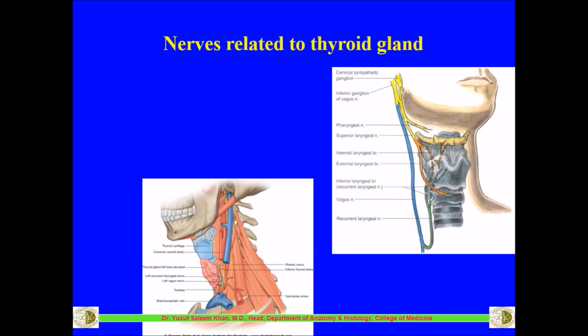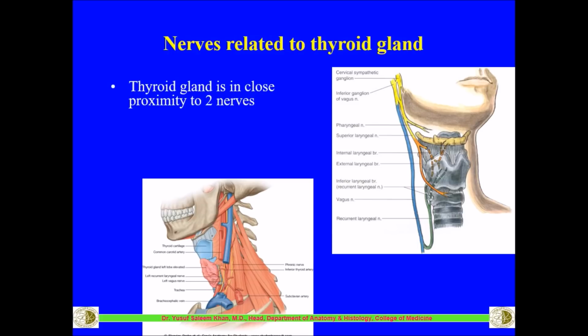Now coming to the nerve relations. We have already seen the nerve supply. Now, the nerves which are very close to the thyroid gland are especially important for surgeons, because there are very important nerves beside this gland. So when you are doing thyroidectomy, you should be very careful. So which are these nerves?